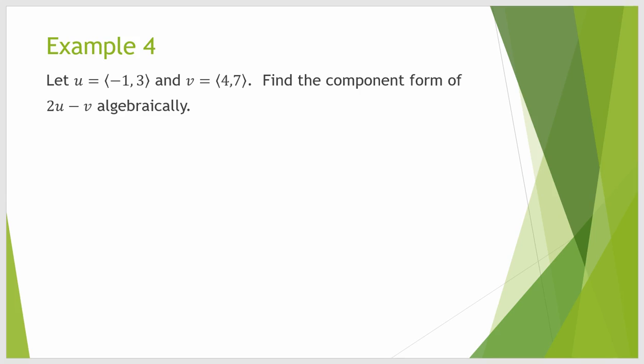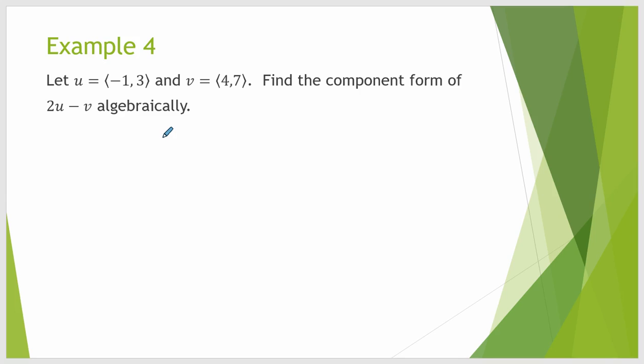So now we're going to look at an example that combines both the scalar multiplication and the vector sum operations here. So we've been given two different vectors, a vector u and a vector v, and we're being asked to find the component form of 2 times u minus v. And we're going to do this algebraically. We'll do graphically next.